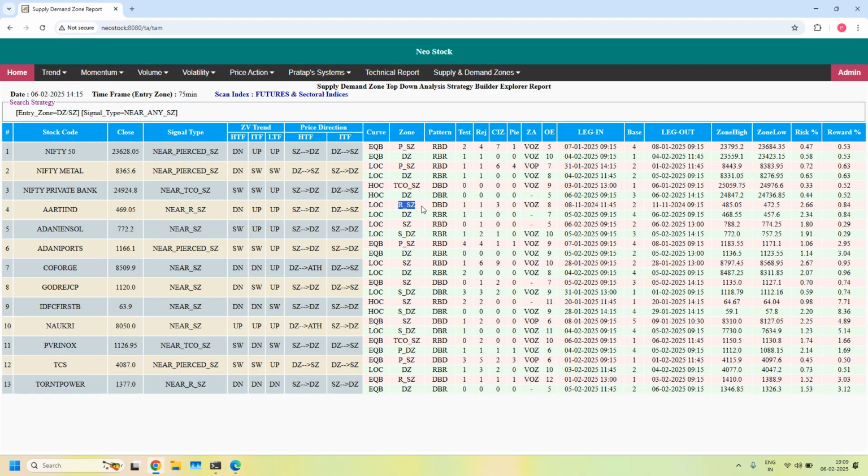RT Industries is having a 75 minutes high liquidity supply zone. Torrent Power is a pierced zone, so we can't use it. So we have only one high liquidity 75 minute supply zone from this list. Okay, this is about 75 minutes time frame.